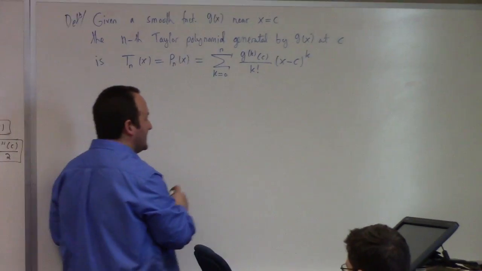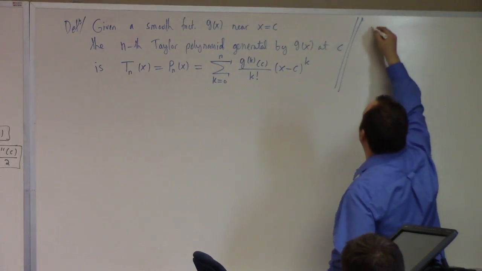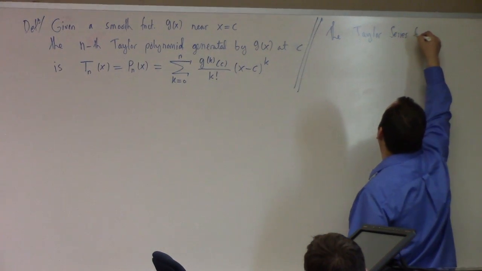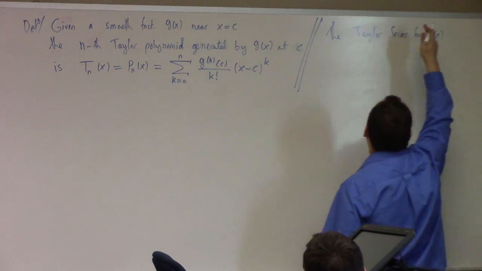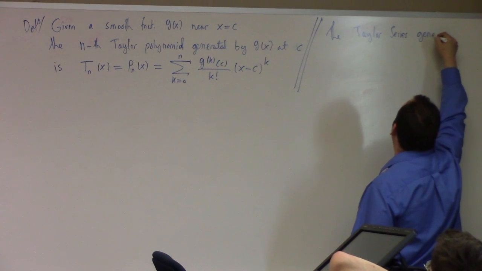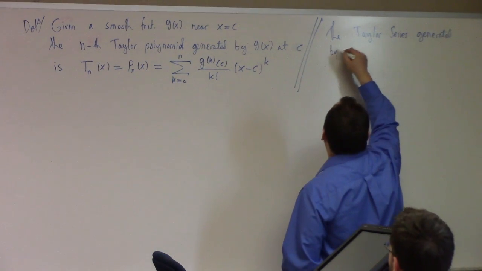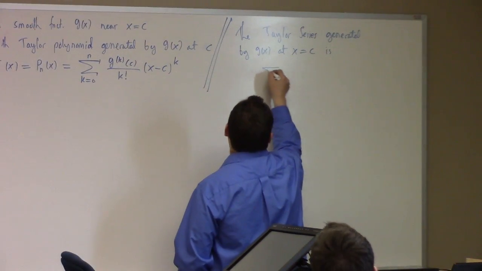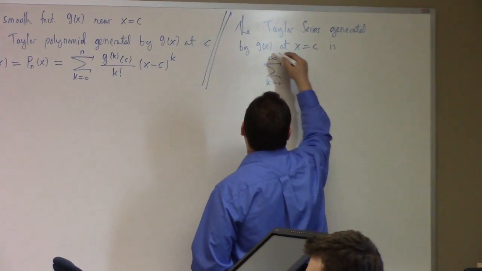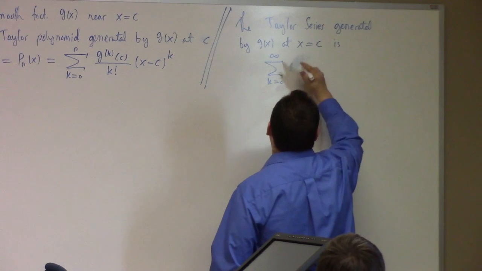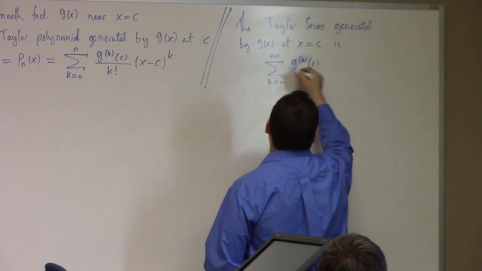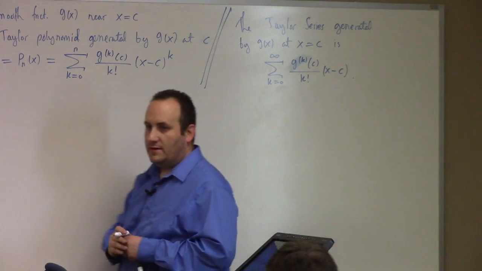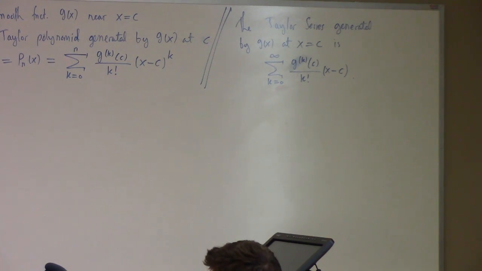In very much related news, the Taylor series for g of x, well, I should say generated by g of x, at x equals c is the sum k equals 0 to infinity of the kth derivative at c over k factorial times x minus c to the k. In other words, it's the limit as n goes to infinity of the nth Taylor polynomial.